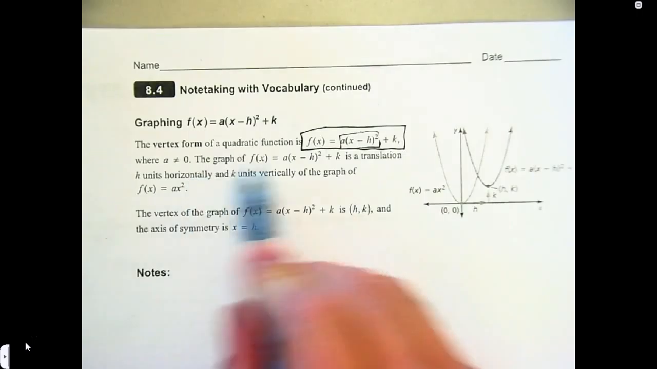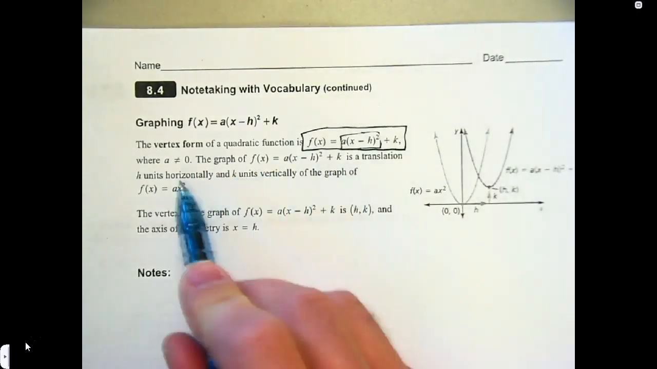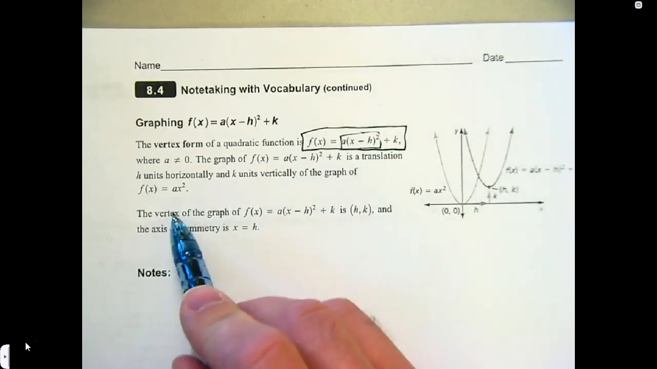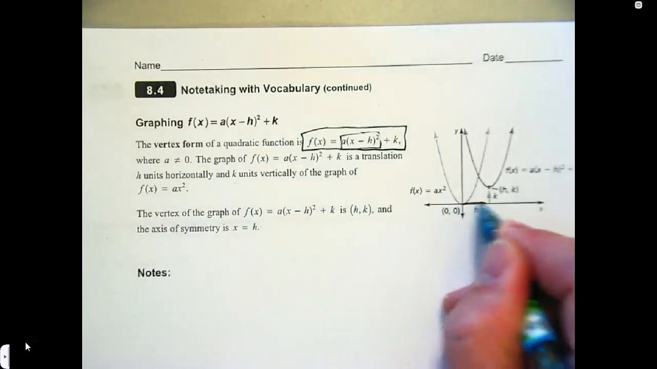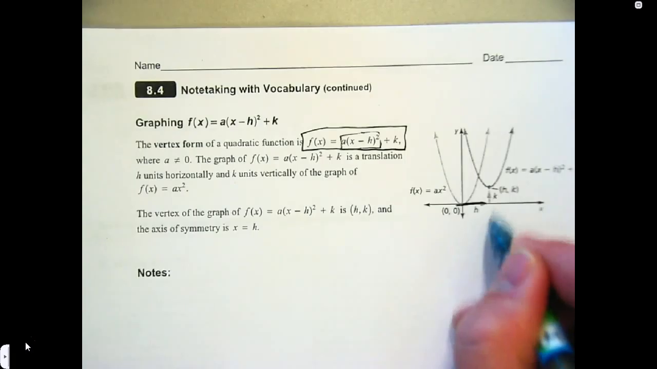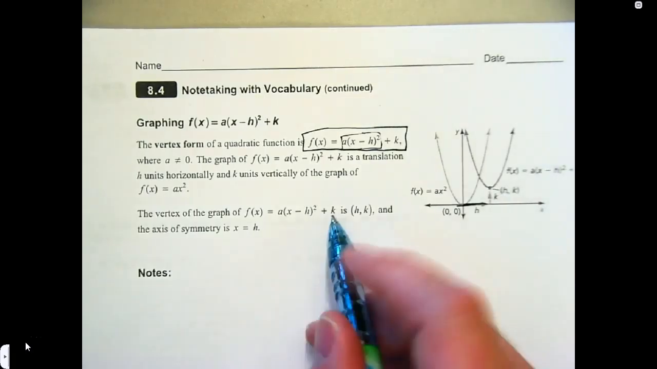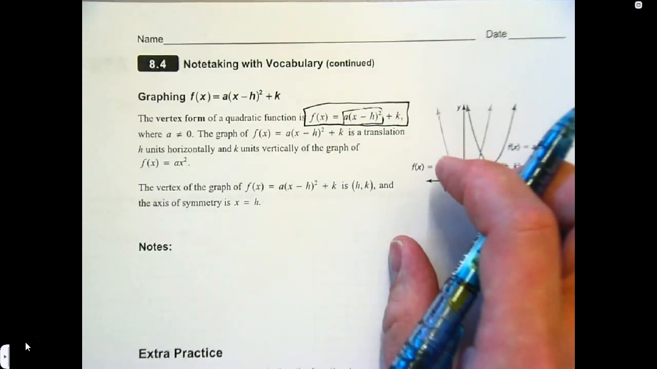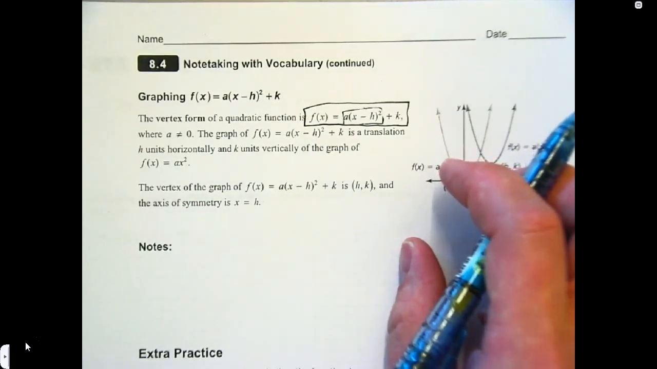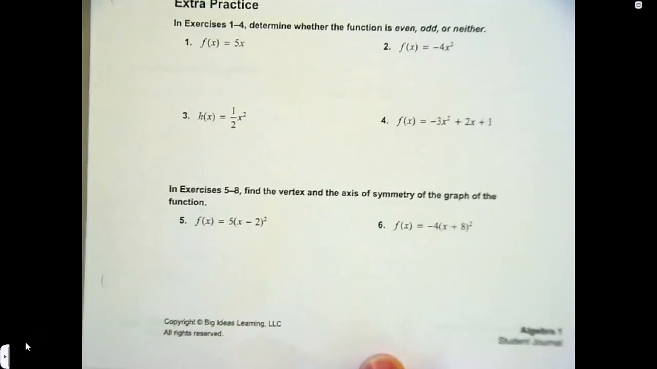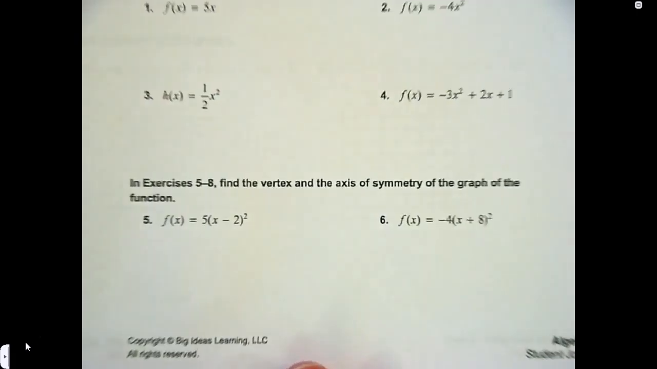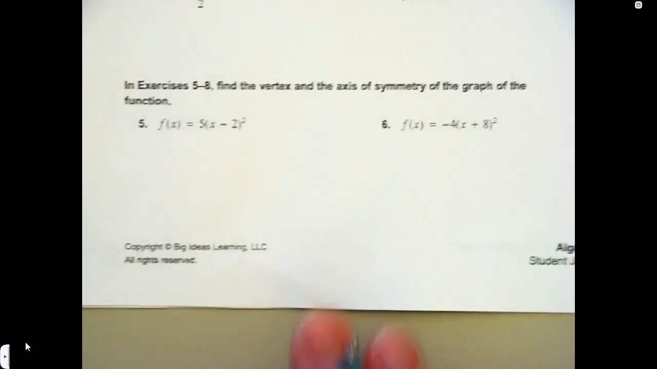So when a is not 0, the graph of this is a translation, h units horizontally and k units vertically. In other words, it moves left or right h units and up or down k units. The vertex is (h, k). The axis of symmetry is x equals h. So, that being said, let's see if we can find the vertex of these. Take a look at number 5 and 6 on the bottom of page 263. I want you to tell your neighbor what the vertex and axis of symmetry are after you figure them out.